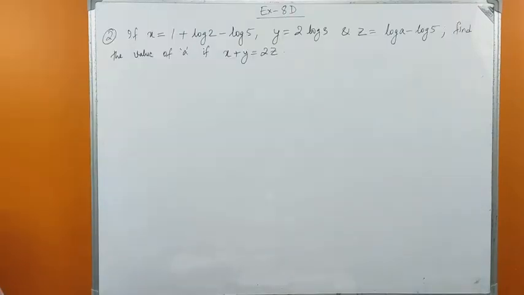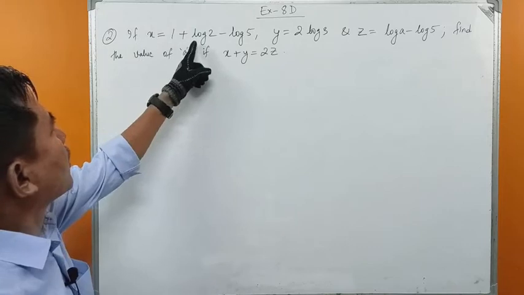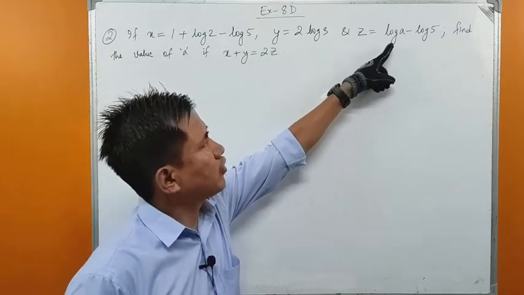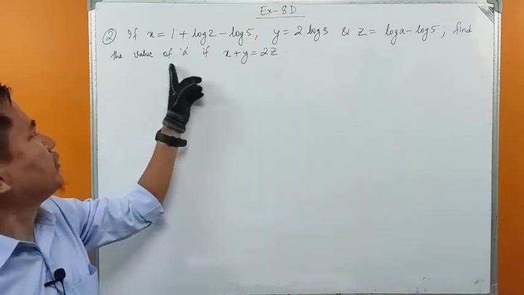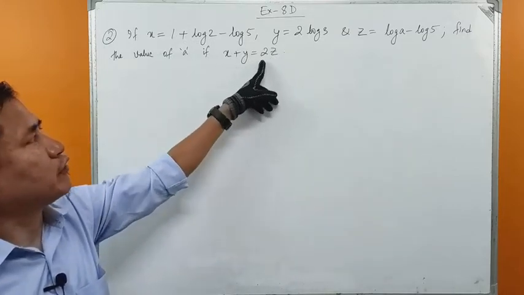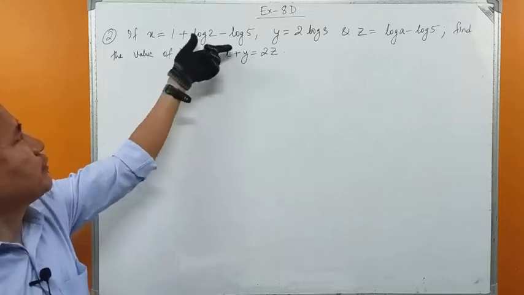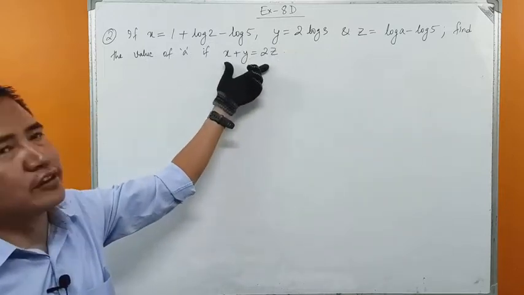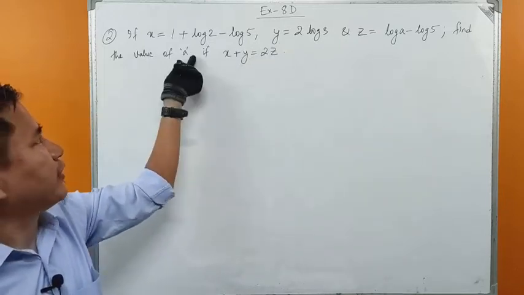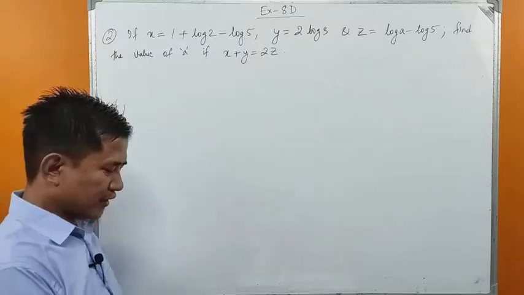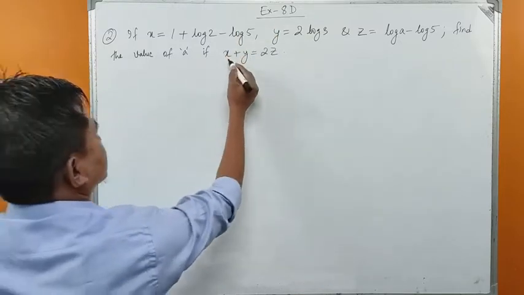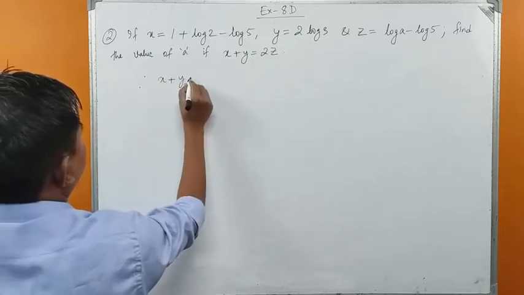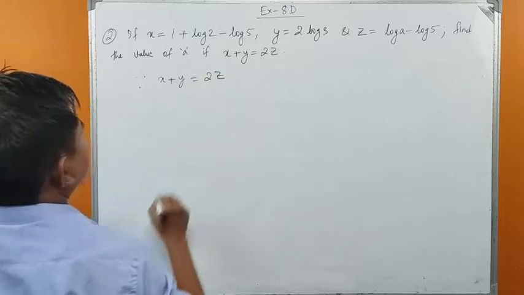Let us do question number 2. If x equals 1 plus log 2 minus log 5, y equals 2 log 3, and z equals log a minus log 5. Find the value of a if x plus y equals 2z. Okay, so these are the given conditions. x equals this, y equals this, and z equals this. And this is also a given condition. So we are asked to find the value of a from this equation. Okay, so let's begin. Let us first write the given equation. Since x plus y equals 2z, this is the given equation.